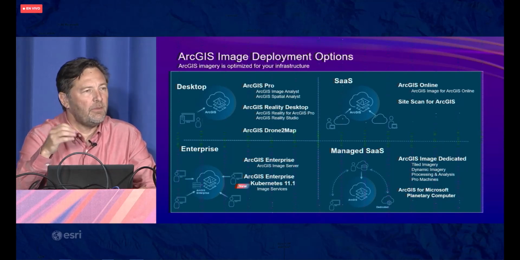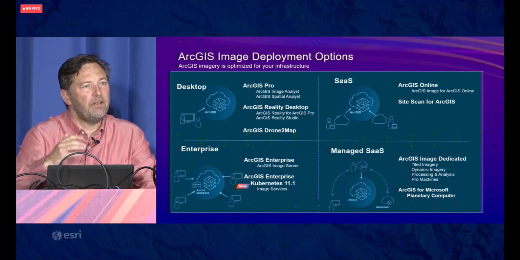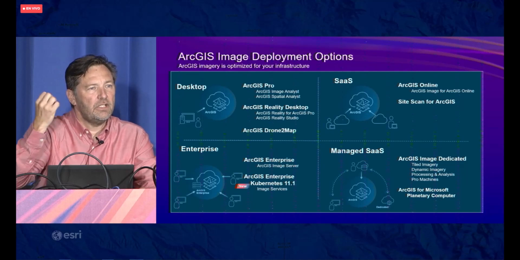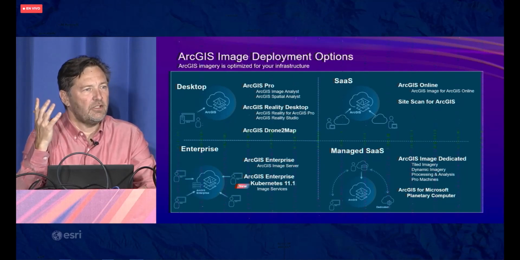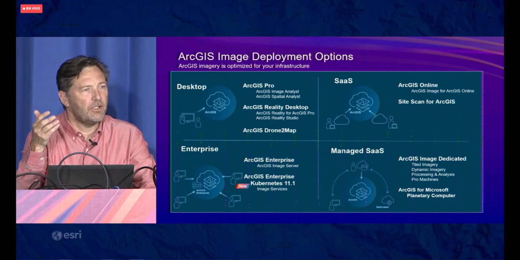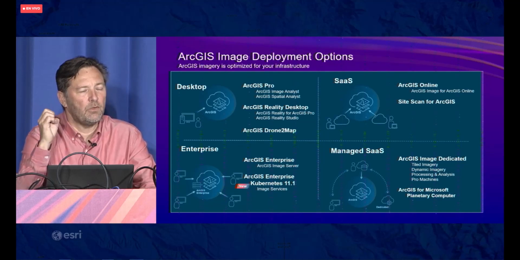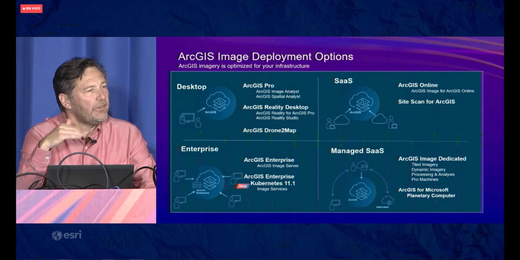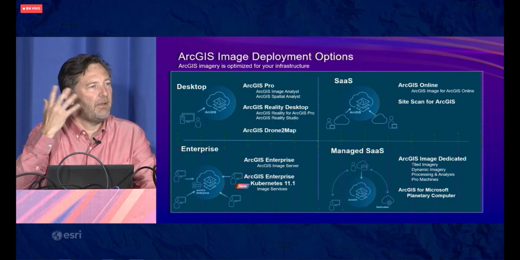The third deployment is SaaS, or in our case, ArcGIS Online. It's the ability to take your imagery, push it into ArcGIS Online, have it served from ArcGIS Online, and then also do analysis against that imagery without having to stand up any of your own infrastructure. There are some new enhancements being applied to that, which we'll talk a little bit about. SiteScan is another example of a SaaS solution. You upload your drone imagery, it performs all the processing and basically serves that data back.